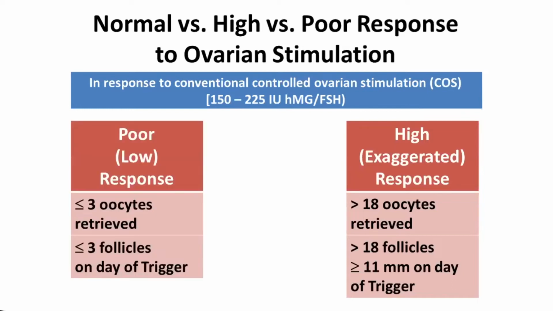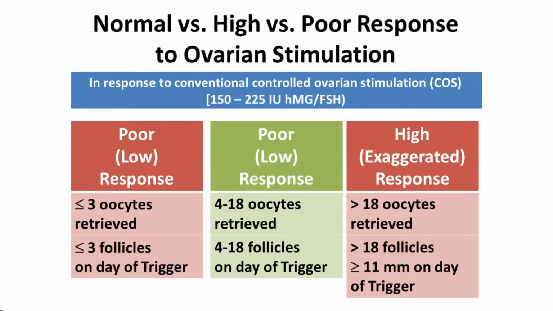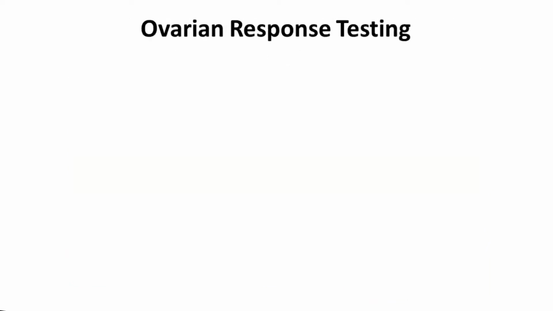If she is to produce less than or equal to 3 oocytes, or if she responds by less than or equal to 3 follicles on day of trigger, she's called poor or low responder. And if she produces between 4 and 18 oocytes, she's called average responder.